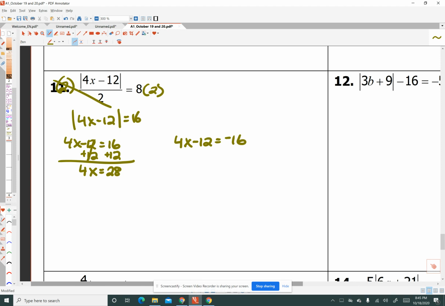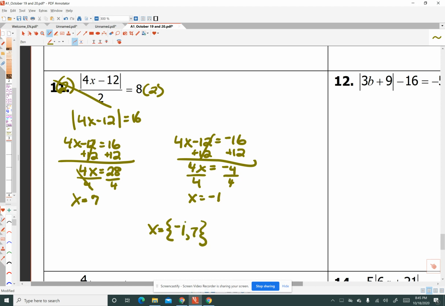4x equals 28. Divide by 4. X equals 7. Add 12 to both sides on the right-hand side equation. 4x will equal -4. We divide by 4, and x equals -1.